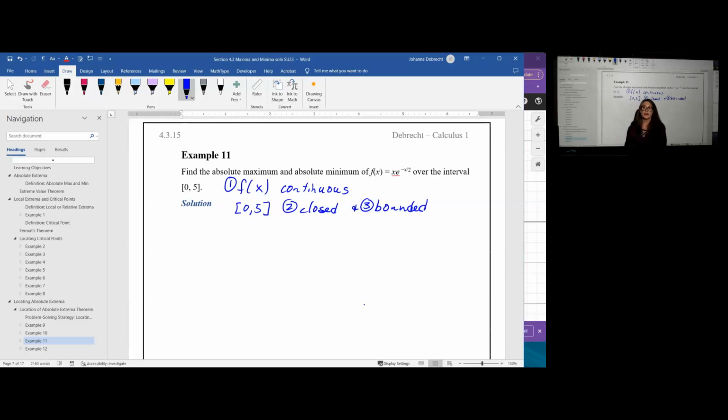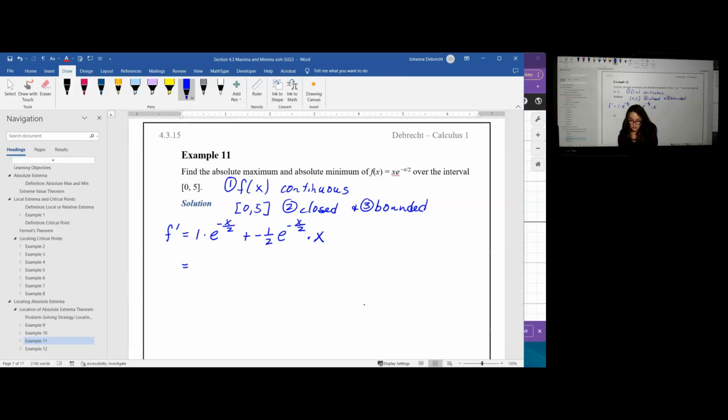I'm going to have to evaluate at 0 and 5 and also critical points of the interior. To find the critical points, I take the derivative by applying the product rule and the chain rule. The derivative of x is 1 multiplied by the exponential, plus the derivative of the exponential, which invokes the chain rule. The derivative of the exponential is the exponential multiplied by the derivative of the power, which is a negative 1/2. And then it is multiplied by the first factor, x.